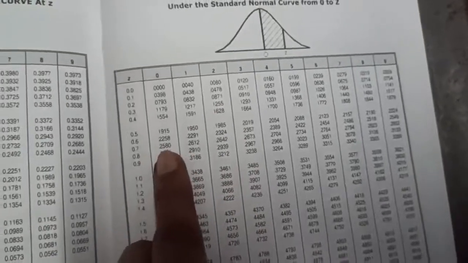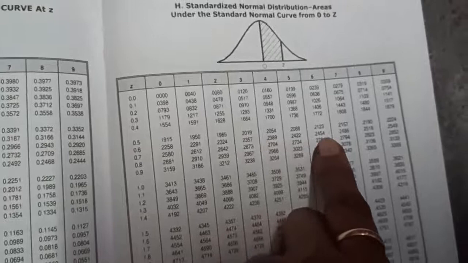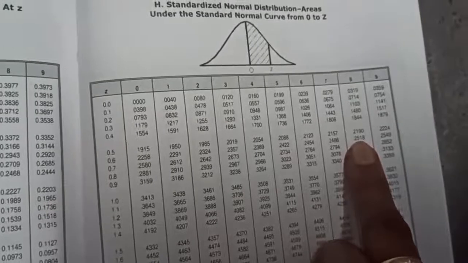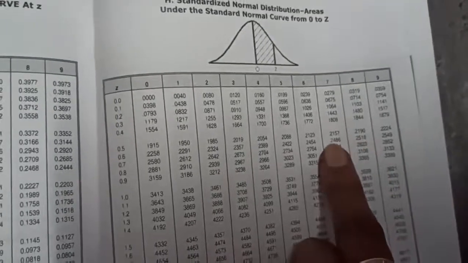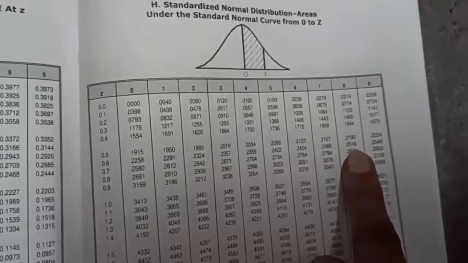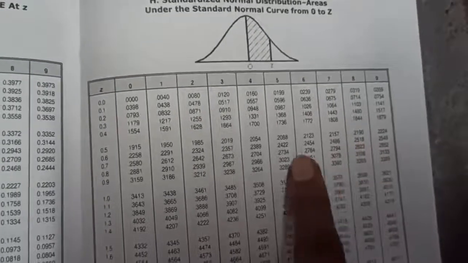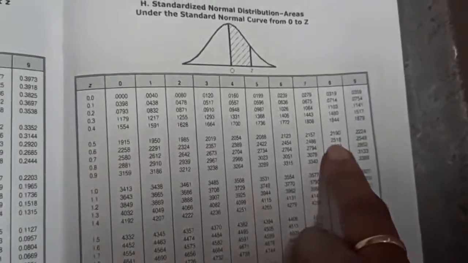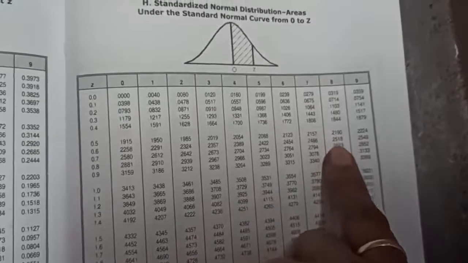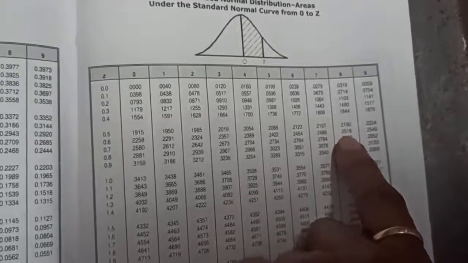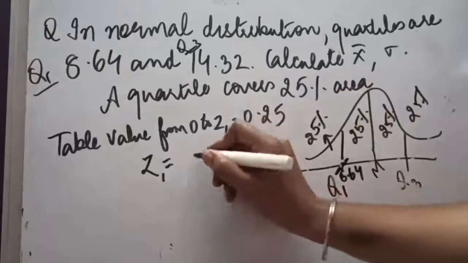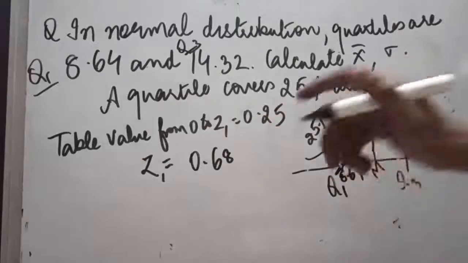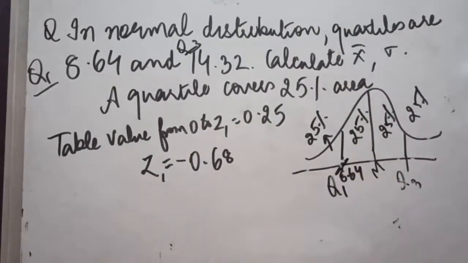If we see 0.2580, 0.25, this is from where 0.25 is starting, 0.2518 and 0.2486. So this is the closest. So 0.2518, which two values are making it? 0.6 and on the above side 8. So 0.68 is the value that is creating it. So our z is 0.68, but it is coming on the negative side. This is the negative side, quartile 1, so this will be represented with a minus sign.